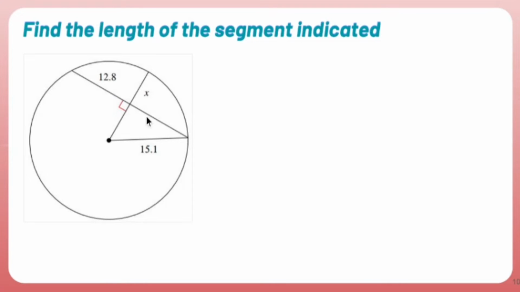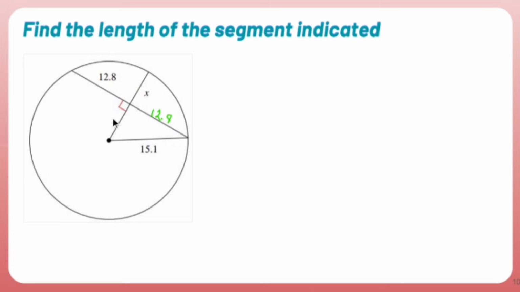Find the length of the segment indicated. I need to find that x value right there. Now I have a long way to go, but this is how I'm going to set it up. I see a radius of 15.1. I see a 12.8 over here, and this radius right there. A radius takes a chord and cuts it in half. So this radius cuts that chord in half, which means whatever this is over here is also 12.8. My job is to find x.